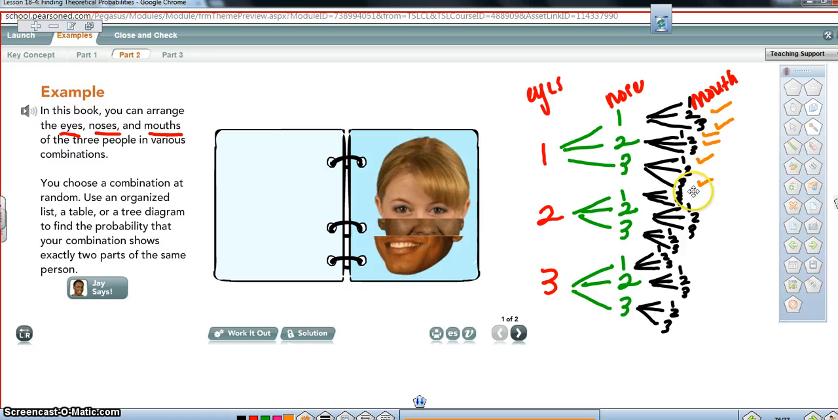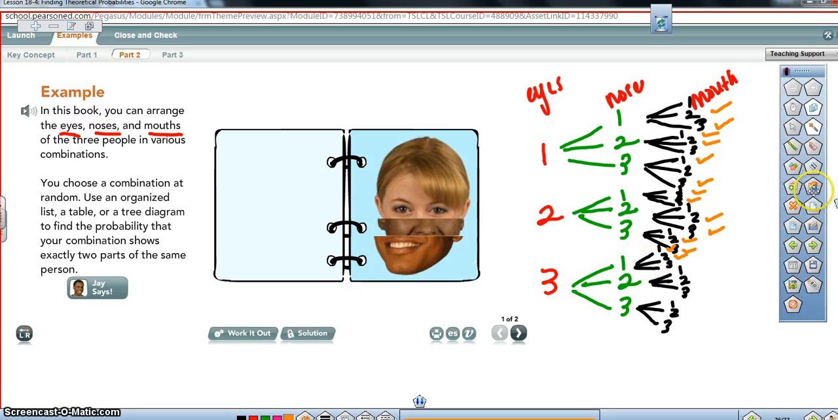Let's see, this would be person 1's nose and mouth, person 2's everything, person 2's eyes and nose. I'm just following each path. Person 2's eyes and mouth right there. Person 3's nose and mouth. Let's see. Exactly 2 of the same person. Be that eyes and mouth for person 2 and nose and mouth for person 3. There's one right there. If I squeeze it in. One right there.